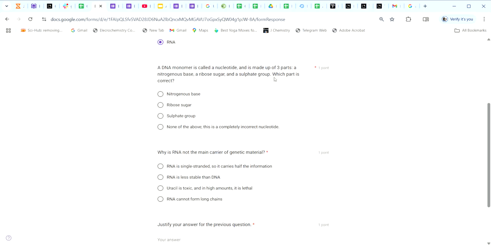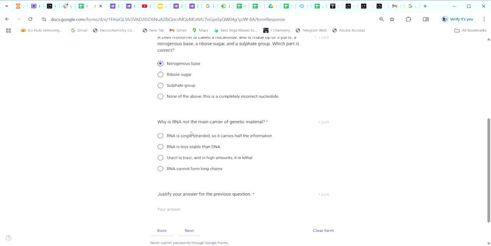Which part is correct? Nitrogenous base. This will be deoxyribose sugar and phosphate group. Why is RNA not the main carrier of genetic material? RNA is single stranded, so it carries half of the information. RNA is less stable than DNA.